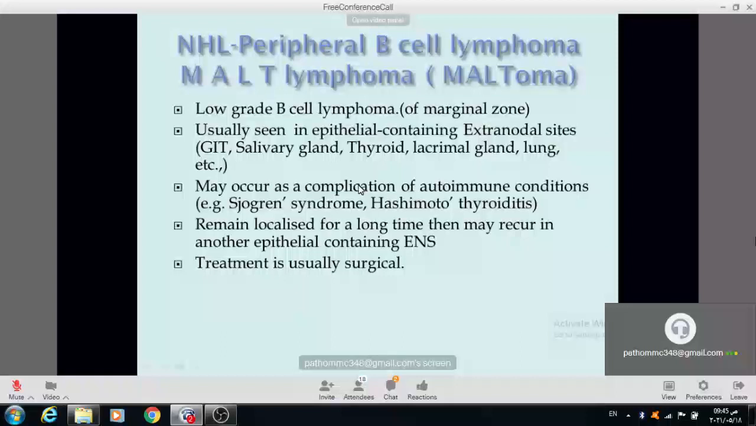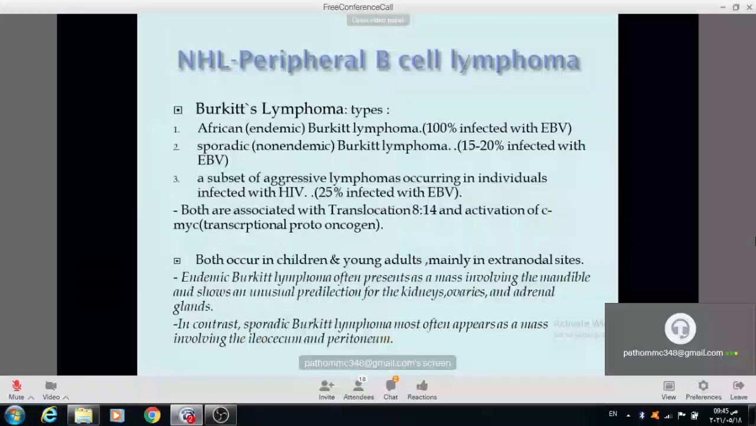It may occur as a complication of certain autoimmune conditions like Sjogren syndrome and Hashimoto thyroiditis. In some autoimmune diseases like Sjogren or Hashimoto thyroiditis, one of the long-term complications is the development of maltoma. It remains localized for a long period of time and may recur in other epithelial containing tissues. So it may become really indolent for a long period of time, and treatment is usually by surgery or sometimes also by chemotherapy.